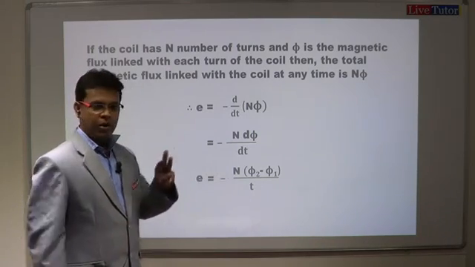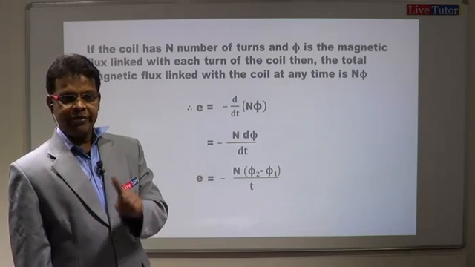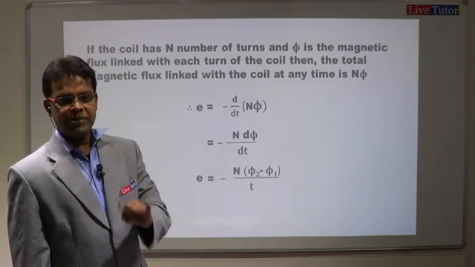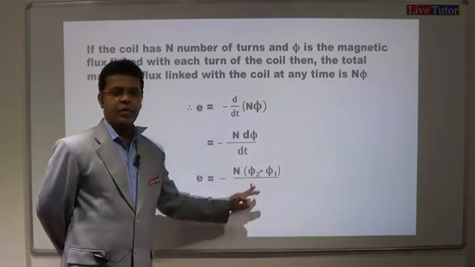So 3 formulae we have seen. One is E is proportional to d phi by dt, first formula. Second formula, E is equal to phi 2 minus phi 1 by t. Third formula, E is n into phi 2 minus phi 1 by t.